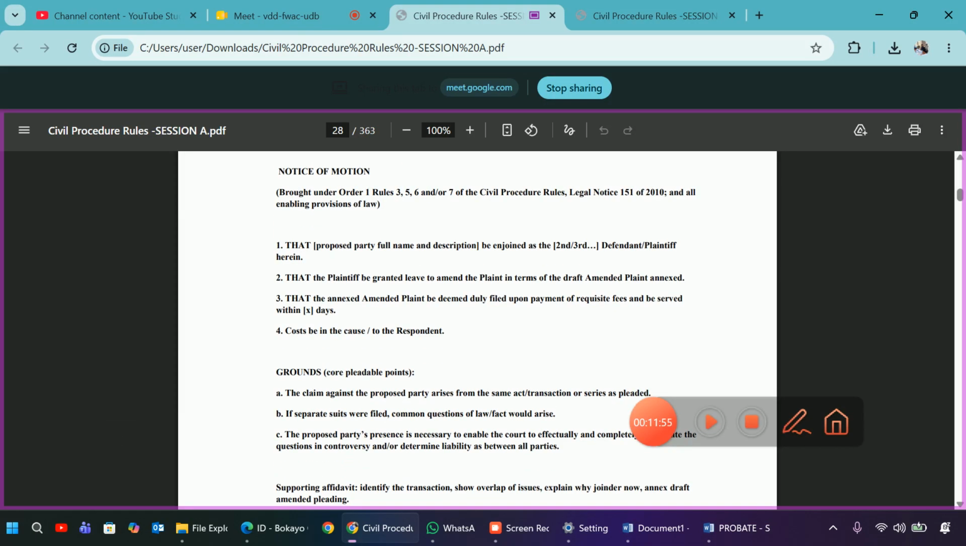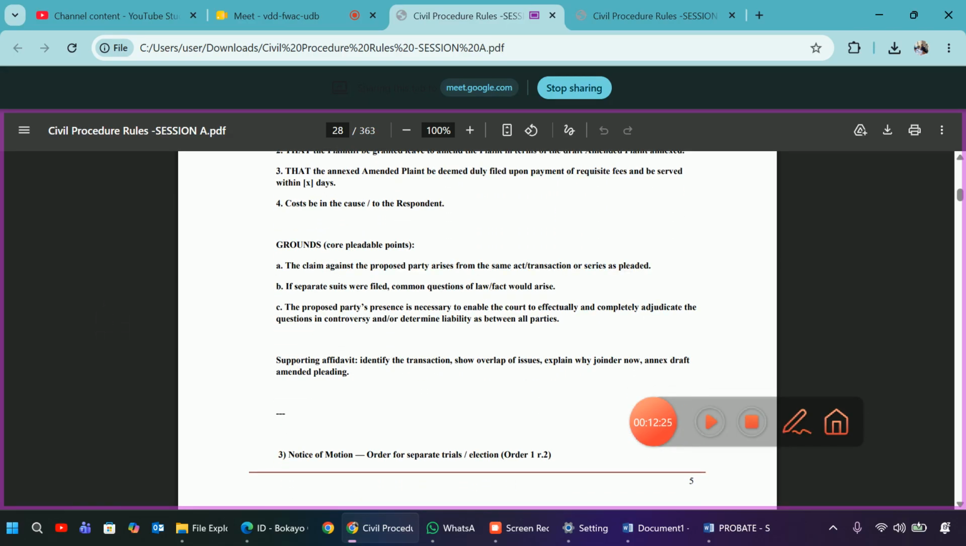What is the language that you will use in this application? That proposed party full name in this be enjoined as the second or third defendant or plaintiff herein, that the plaintiff be granted leave to amend the plaint in terms of the draft amended plaint annexed. Then 3, that the annexed amended plaint be deemed duly filed upon payment of requisite fees and be served within a number of days. Cost be in the cause or to the respondent.